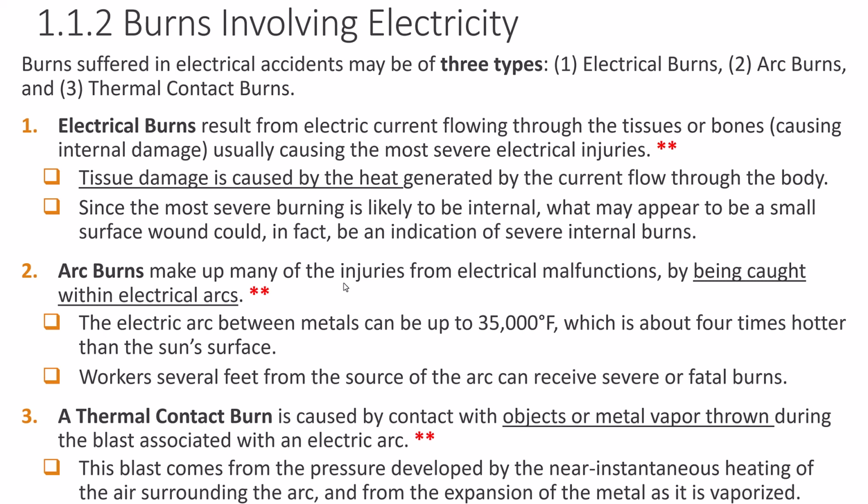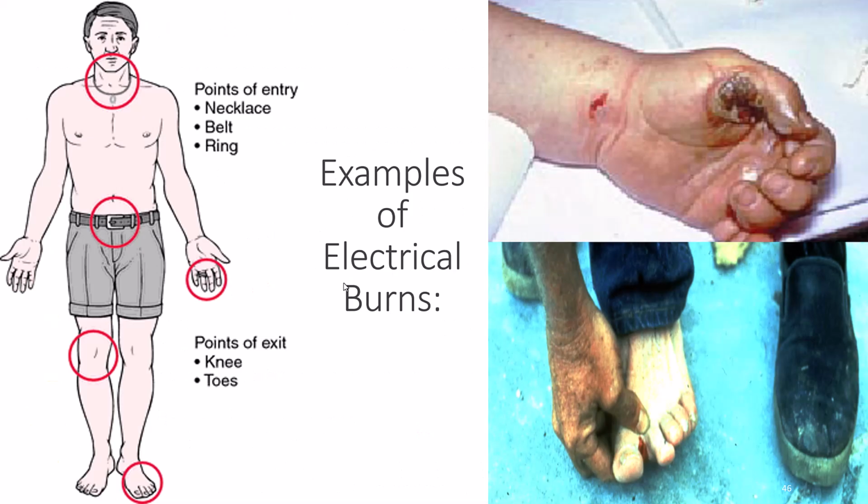Backing up, the arc burns, we're dealing with being caught in the arc. And then electrical burns, you're actually part of the wire. You're part of the connection. You're in the circuit and you're the toaster wire. You're heating up like the toaster wire and it doesn't go well. So electrical burns, arc burns, and thermal contact burns. Just want to make sure you understand these three different things because they will show up on a test near you. Hint, hint.